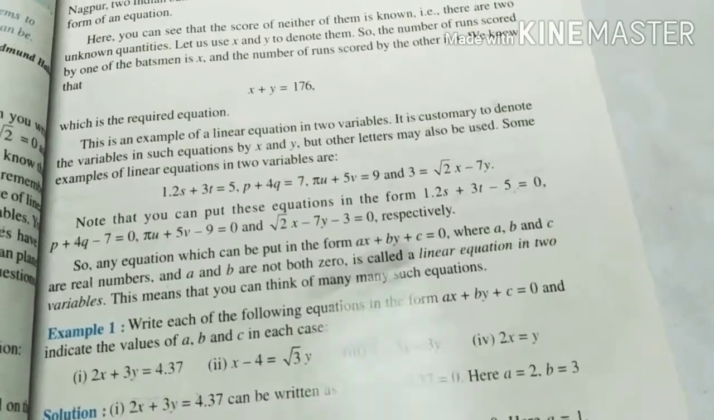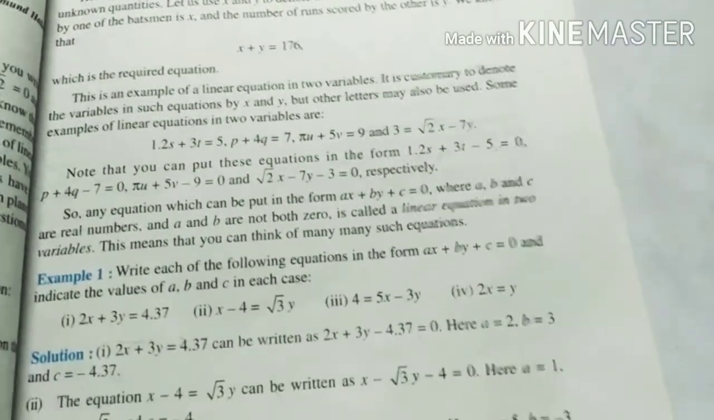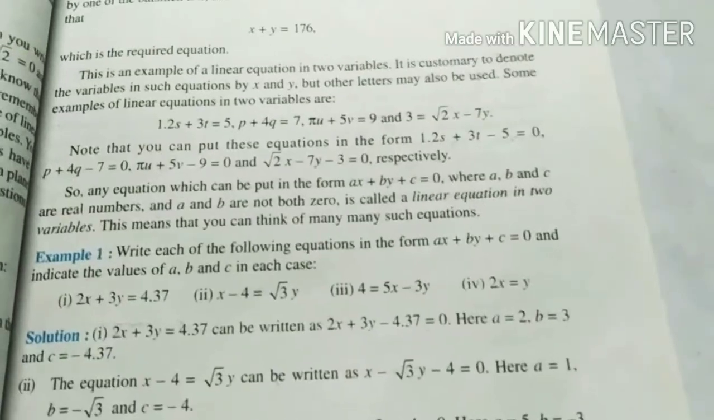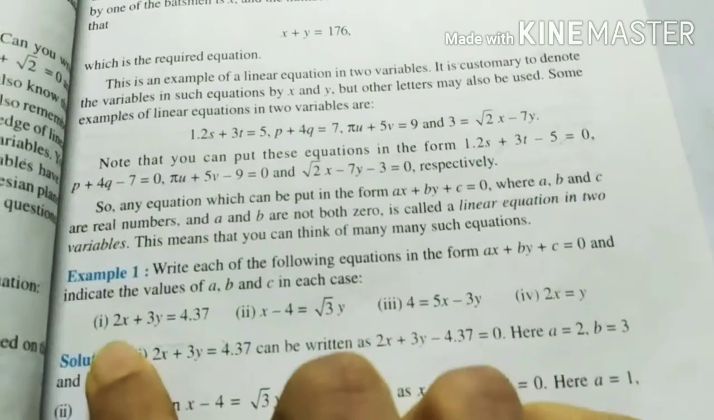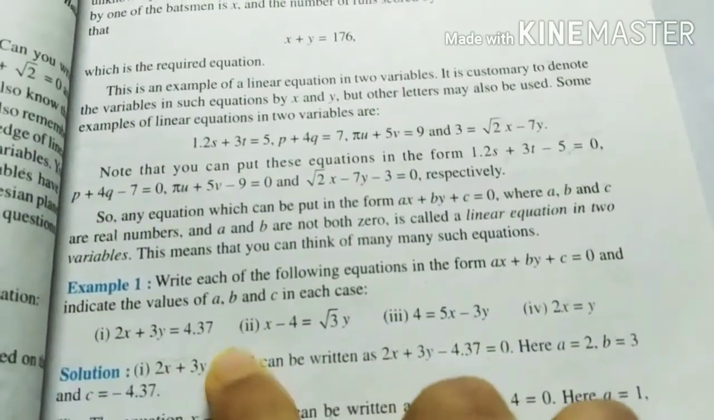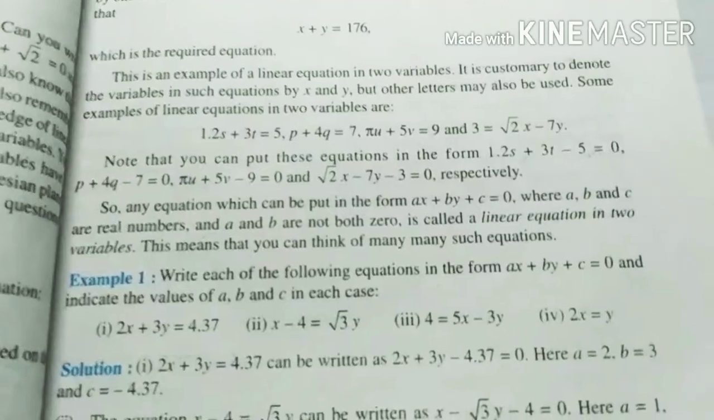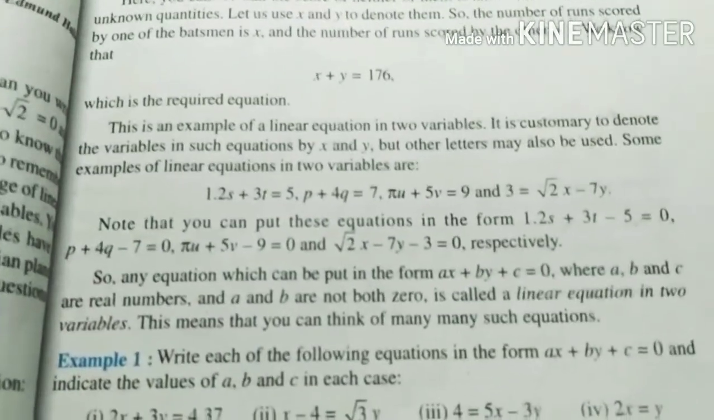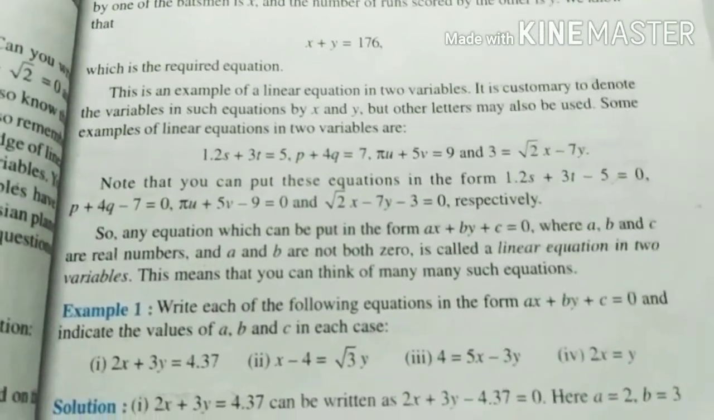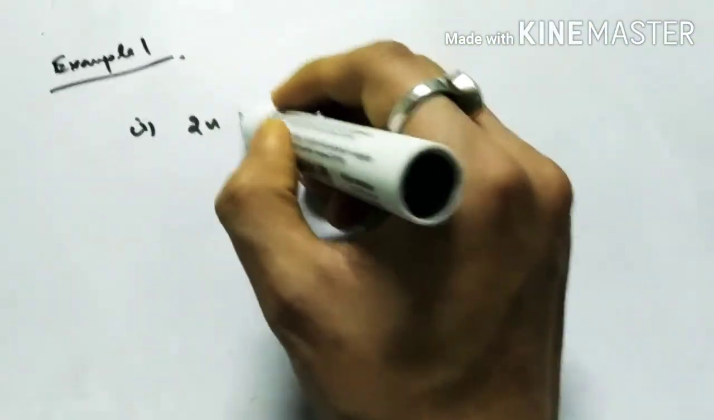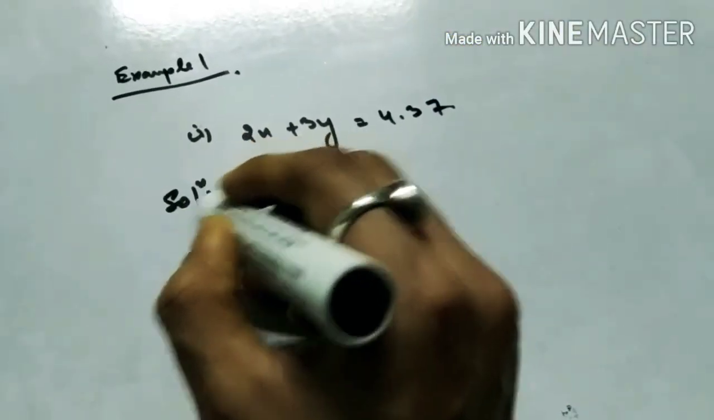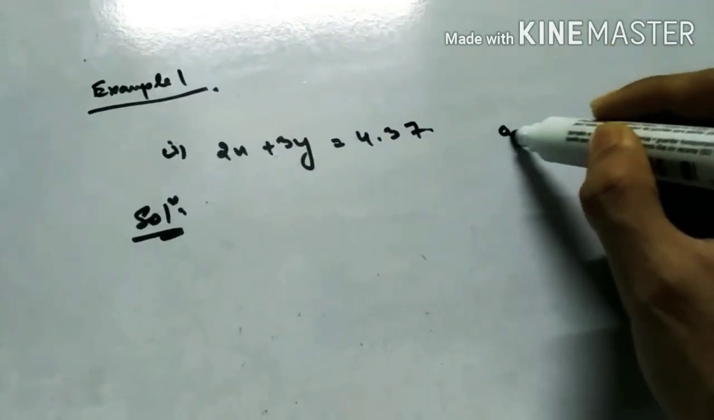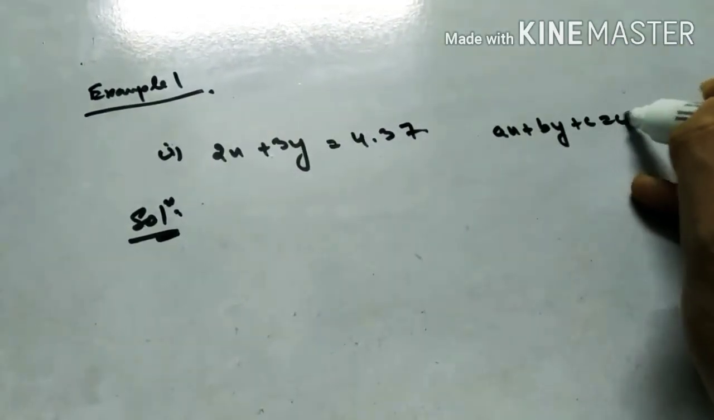So this is example 1. Write each of the following equations in the form ax plus by plus c is equal to 0 and indicate the values of a, b and c in each case. So first it is 2x plus 3y is equal to 4.37. First of all, I will have to write this equation in the form ax plus by plus c is equal to 0.